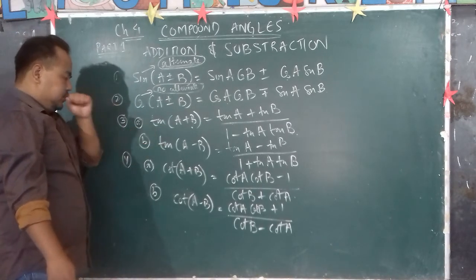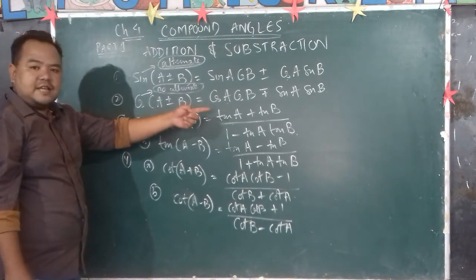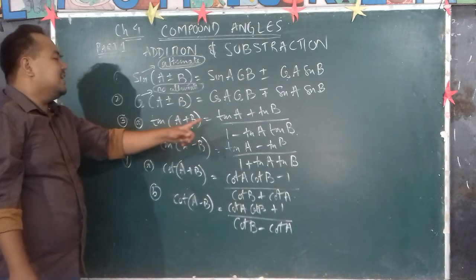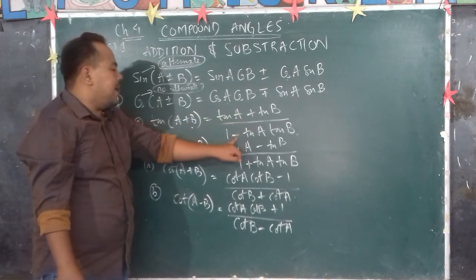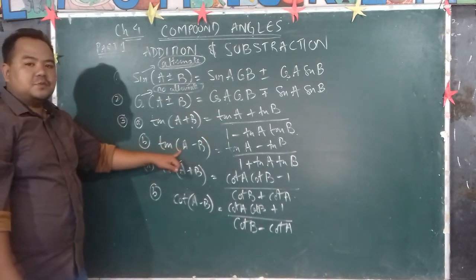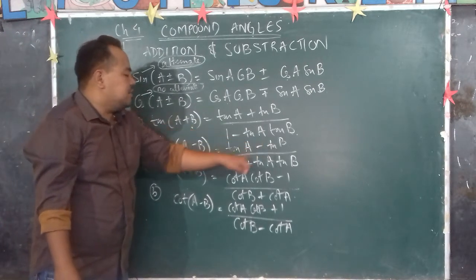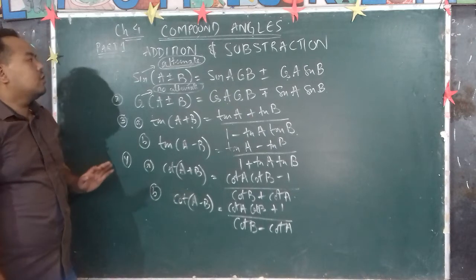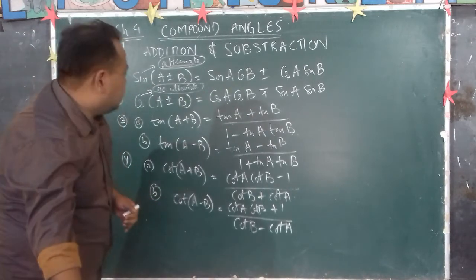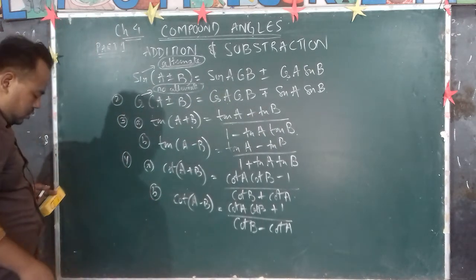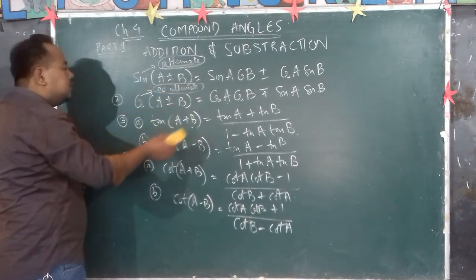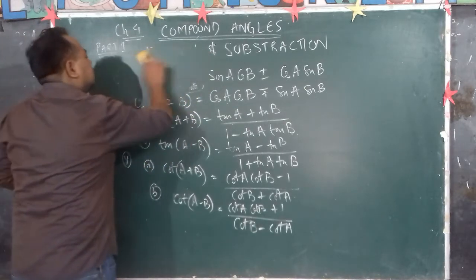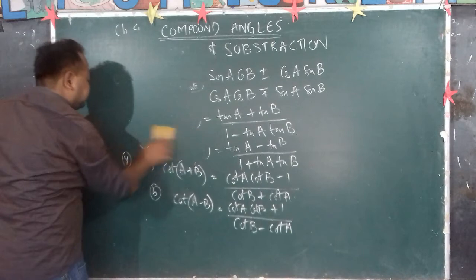Next is tan A plus B, which will be tan A plus tan B divided by 1 minus tan A tan B. If this is plus, this is going to be minus, and if it's tan A minus B, it's going to be tan A minus tan B divided by 1 plus tan A tan B. And these are the formulas for cot. So this is what you need to know. You can just take a screenshot of the formulas and then copy it in your fair copy.